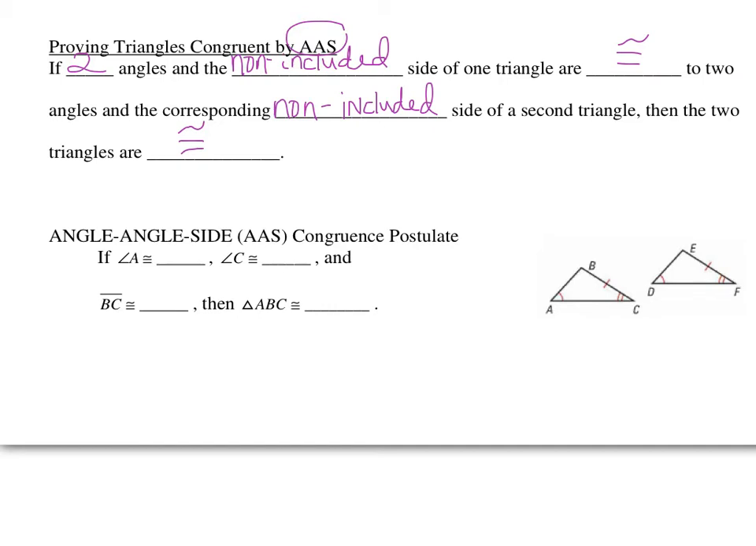So for angle, angle, side in our picture, we have angle A is congruent to angle D. Next, we have angle C is congruent to angle F. And if you notice, the part that's different about this one is this other side. So we have side BC is congruent to side EF. And remember, it's not the included side, it's not between those two angles. Then we can say that our two triangles are congruent. So triangle ABC will be congruent to triangle DEF.